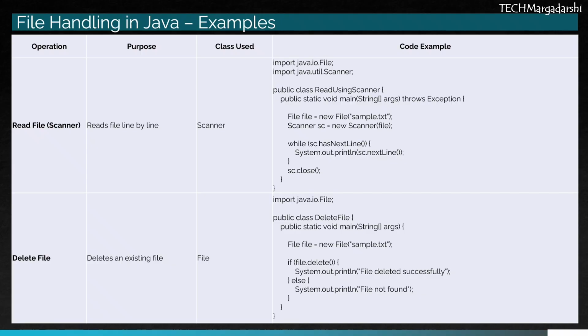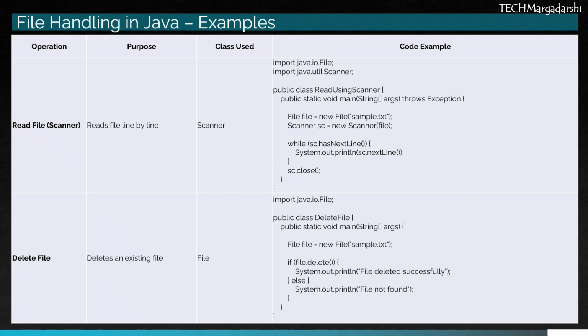The method hasNextLine checks whether the file has more lines to read. Using a while loop, we call nextLine to read and print each line of the file. Once all lines are read, we close the scanner to release system resources. This method is easy to read, clean, and preferred when working with text-based files.